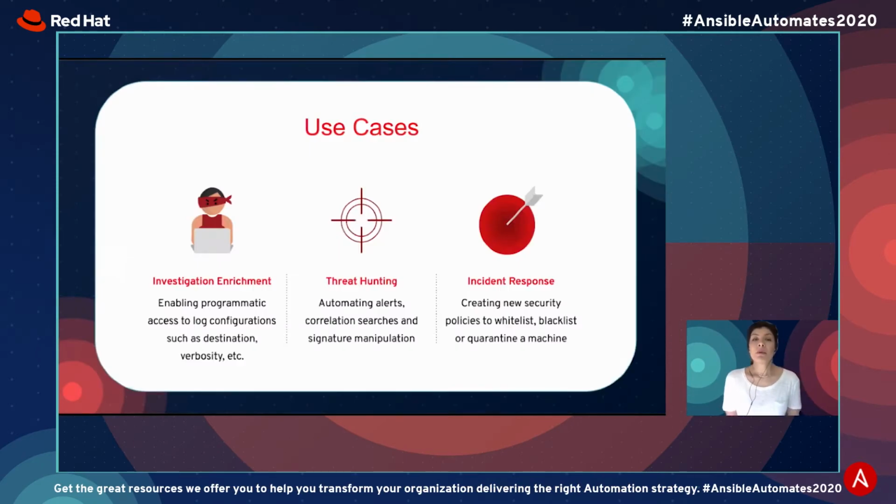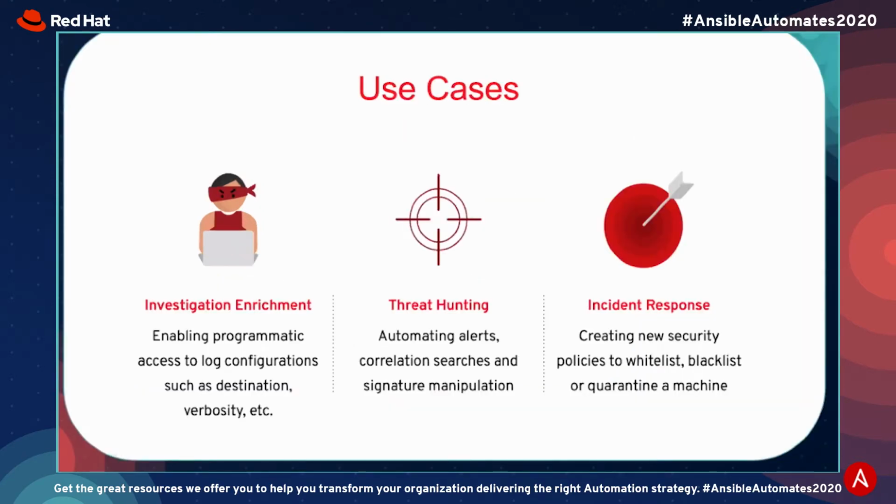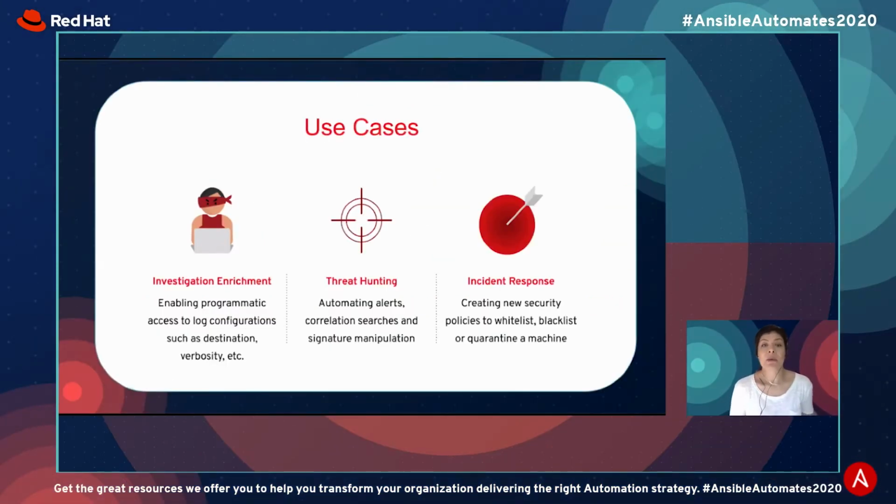In general, when we talk about cybersecurity use cases, there are three main categories: investigation enrichment, threat hunting, and incident response. We will see in our demo how Ansible Security Automation is able to help our customers in each of these areas. Investigation enrichment is the way that we can programmatically manipulate logs from our devices. Threat hunting is when we are proactively protecting ourselves, like updating an intrusion detection signature. Incident response is when something has happened and now we need to, as an example, block an IP address, as we will see in the demo, or block a domain name or a set of credentials, and so on. We will see how Ansible Security Automation is helping us in each of these use cases.